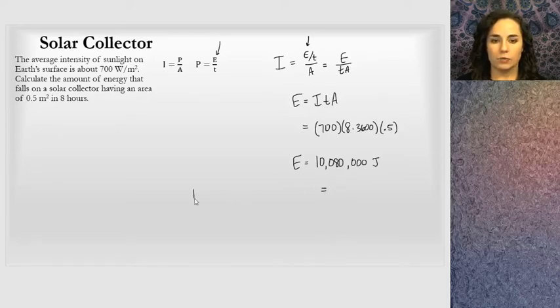Remember that 1 big C calorie is 4,186 joules, so I just divided by that number, and I got about 2,410 calories. So a big meal of food would result in 8 hours of this solar collector. And that's an application of that.